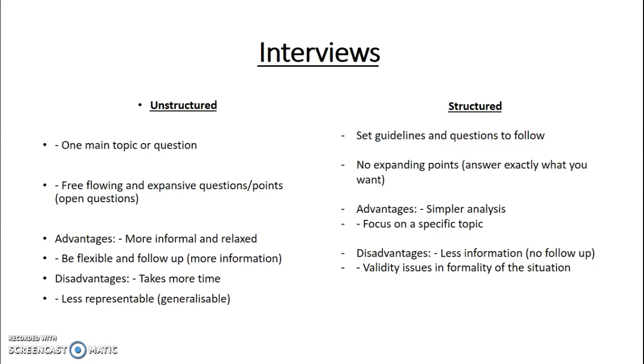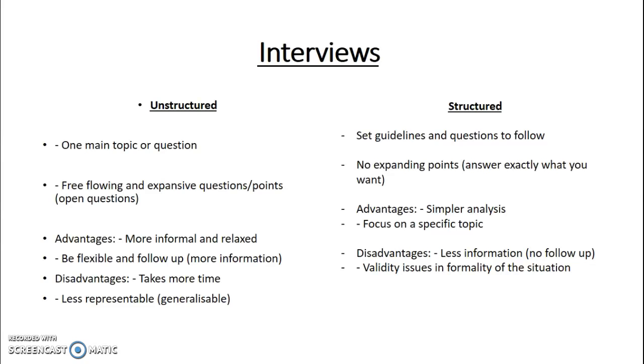An advantage of this would be it's more informal and relaxed for the participant. It can be flexible and follow up, so you're able to gain more information if you find any questions you want. And the disadvantage is it takes more time as you're going through a lot more, and you have to come up with more questions.